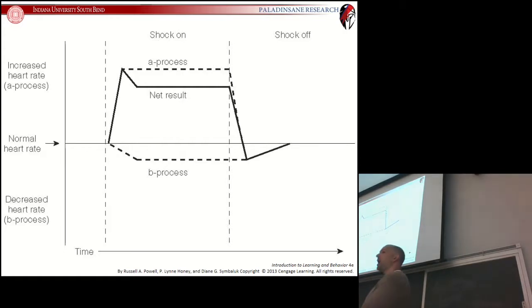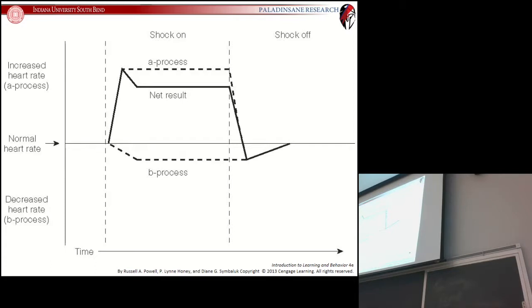So what actually happens in someone is that when the shock occurs, you see a rapid increase in heart rate, followed by a slight decrease in heart rate. So then we get this kind of stable. Then when the shock is turned off, we see a decrease in heart rate, and it actually overshoots the mark. It actually goes below your normal heart rate and then comes back up. And that overshooting is because of the B process.